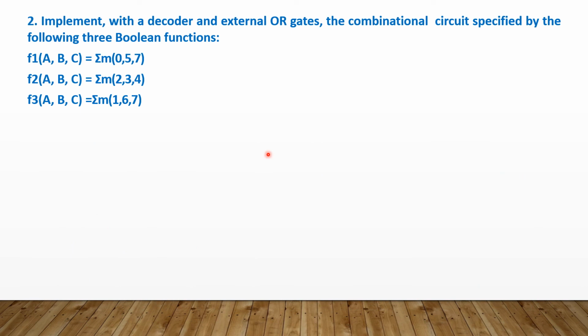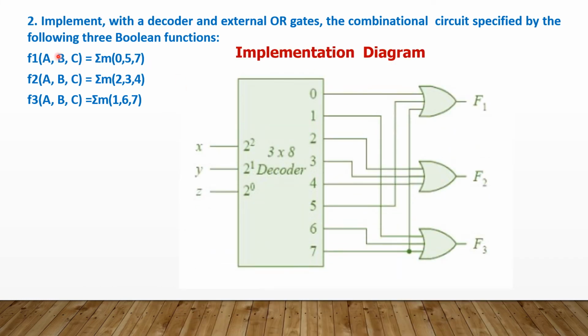Next, implement with a decoder and external OR gates the combinational circuit specified by the following 3 Boolean functions. Three Boolean functions are given that have to be implemented using a decoder circuit. How many input terminals? 3 inputs, that is 3 variables, so we'll be using a 3 to 8 decoder. The variables are A, B, C. We can just implement all 3 functions as they are. Let us consider these as F1, F2, F3. We'll be using 3 OR gates here.